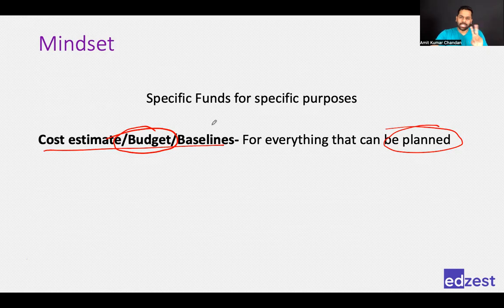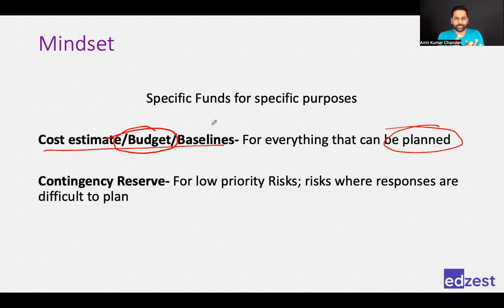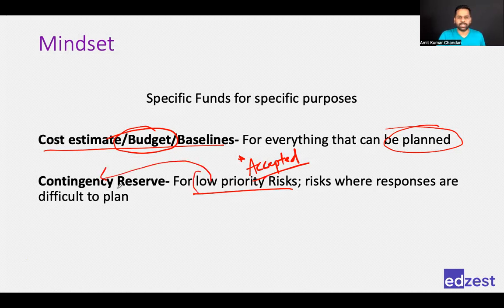Second, the second fund is contingency reserve. These are for very specific purposes. You will see many times options are saying use contingency reserve. You will not use it unless it is a low priority risk that you had accepted as a response, saying that this is such a low priority risk that I don't need to spend time finding a response and solution for it. I have just accepted it. If it happens, we'll deal with the effect. We'll not deal with the cause. Why it happened, how will we resolve it? We don't do it. We say we have accepted it. Once it happens, then we'll see what is to be done. Low priority risks, contingency reserve.